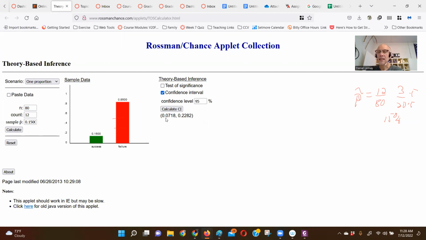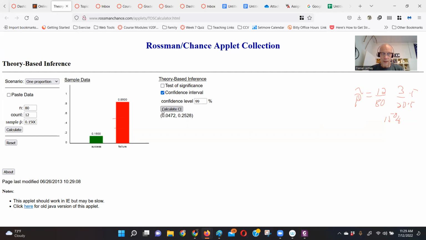But that's our 95%. So we're 95% confident that between 7.2% and as high as 22.8% of Carl's corn has earworms in it. And that's what you do. Now what if they want to do the 99? You just go back here, change that to 99, calculate it, and it makes it a little wider, right? A higher level of confidence, keeping your sample size the same, means a wider margin of error.